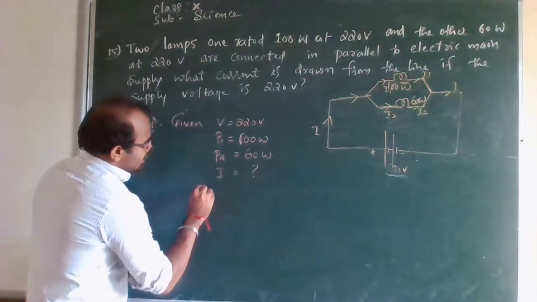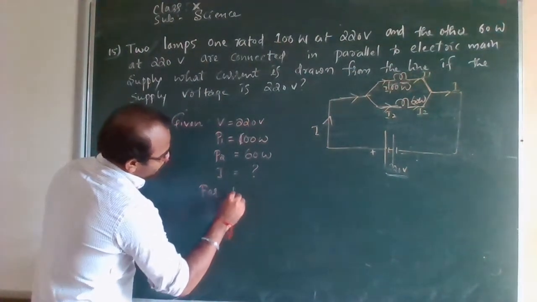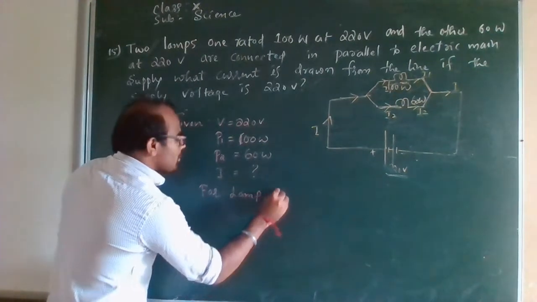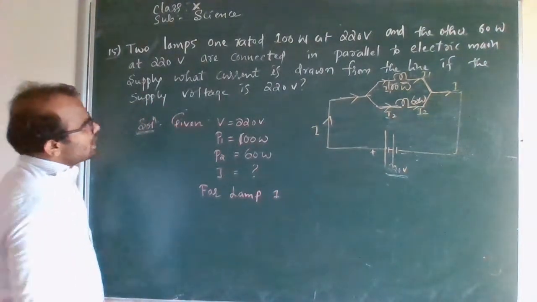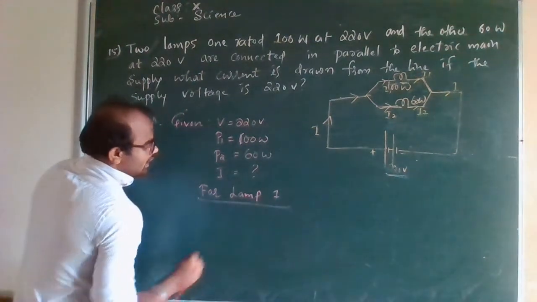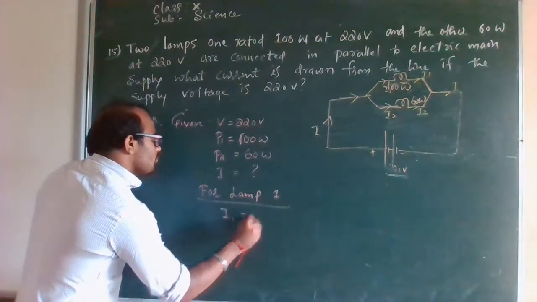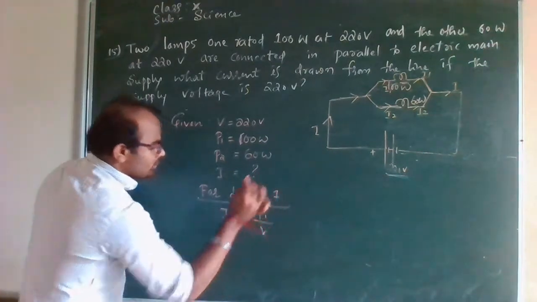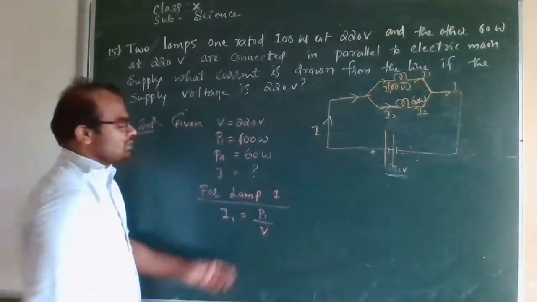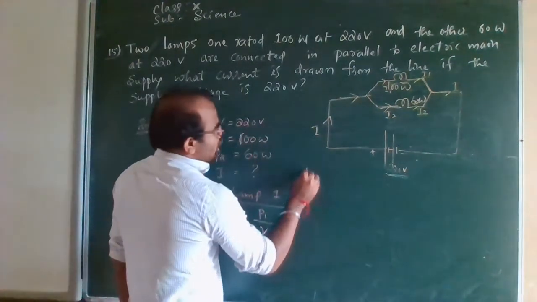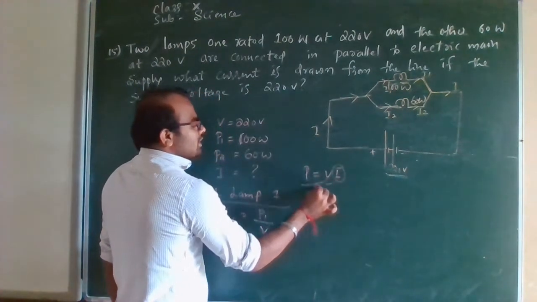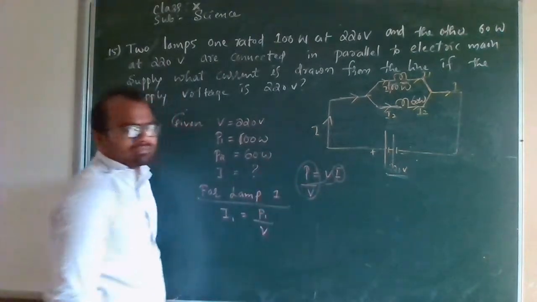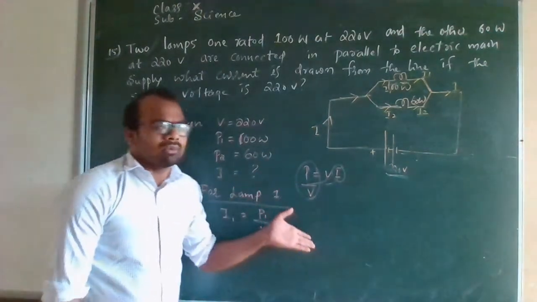Let me say for lamp 1, what will be my current? That is I1 is equal to P1 by P. But P1 by P is not the formula. P is equal to VI, so I will keep I here only, and this V will come to this side. So it becomes P by V.